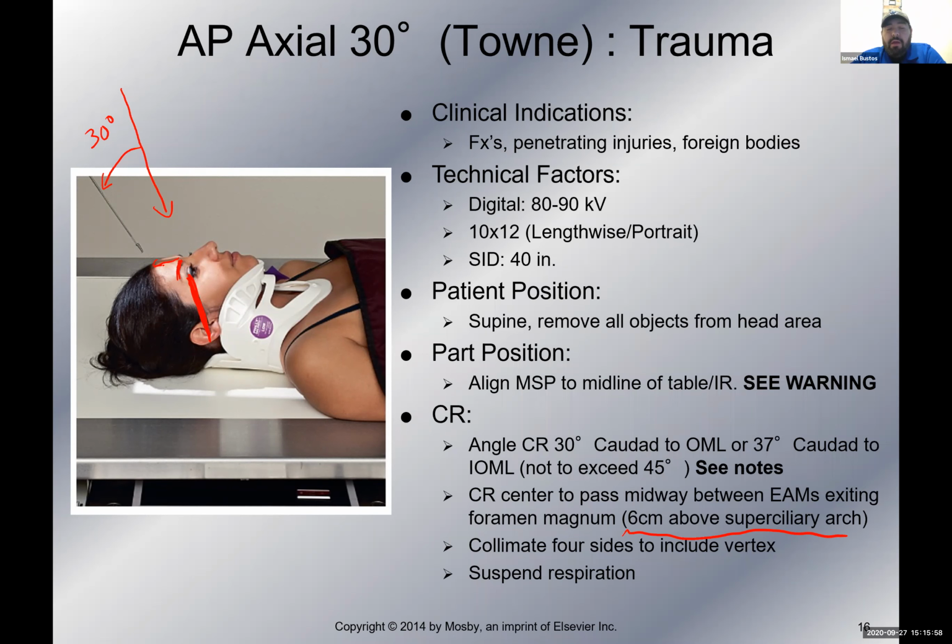All right. Collimate, suspend respiration. Now, if you don't use the OML, we still can use the IOML, which means that you would become parallel to that and then go 37 degrees from that. So it's still 30 degrees from the OML or 37 degrees from the IOML.